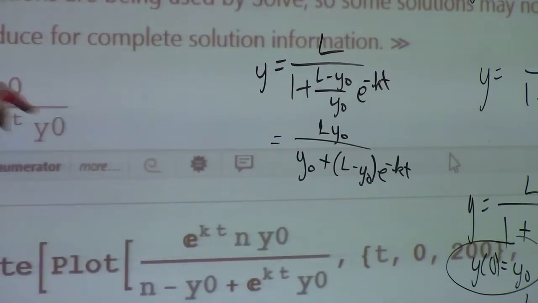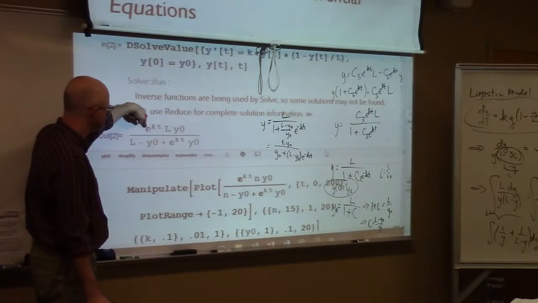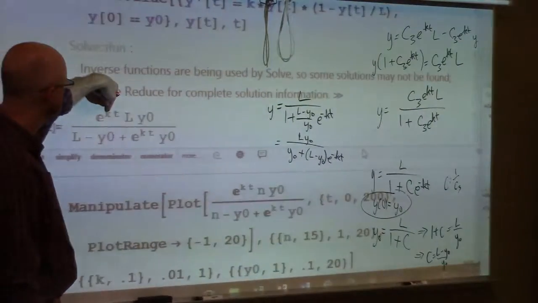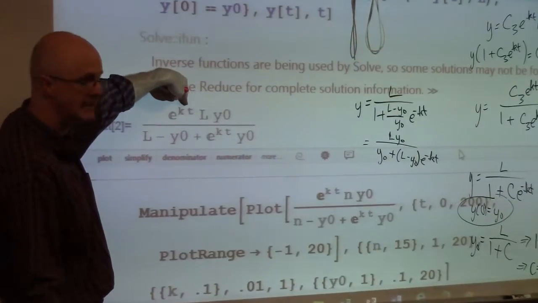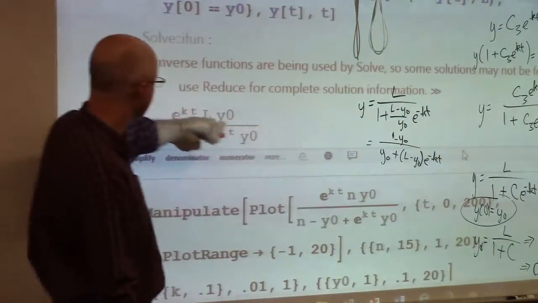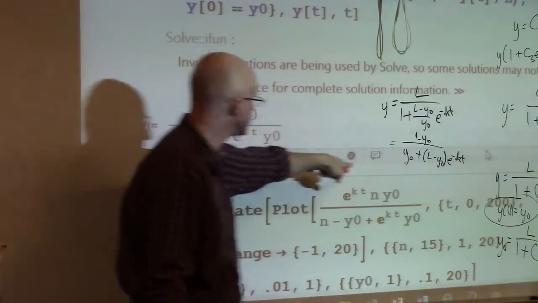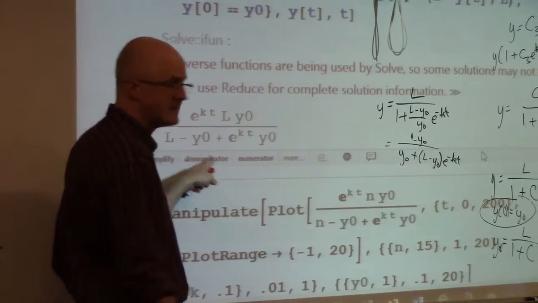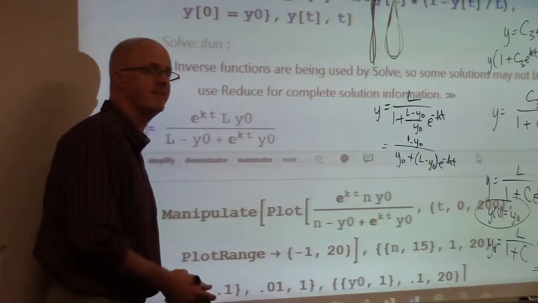And this formula is the same as Mathematica's. They look a little different. The difference is, if you take Mathematica's and divide everything by e to the kt, then you get this one. See that? Divide by e to the kt on top. The e to the kt goes away, leaving you with L times y0 on top. On the bottom, divide that by e to the kt, you just get a y0, which is this. Divide this by e to the kt, you get an e times e to the negative kt, like that. So they are the same thing.